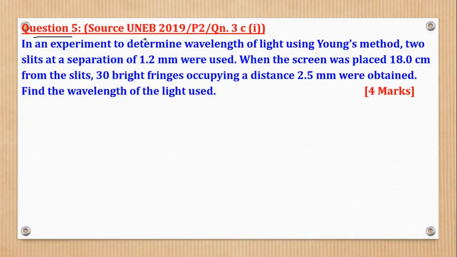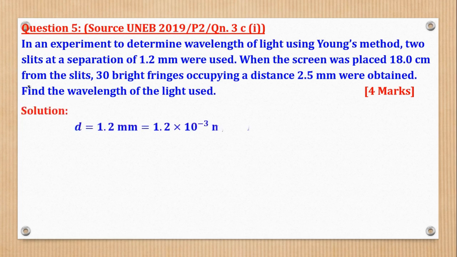Question 5 came from UNEB 2019 paper 2, question 3C, and it says, in an experiment to determine the wavelength of light using Young's method, 2 slits at a separation of this were used. When the screen was placed 18 centimeters from the slits, 30 bright fringes occupying a distance of 2.5 millimeters were obtained. Find the wavelength of light used.